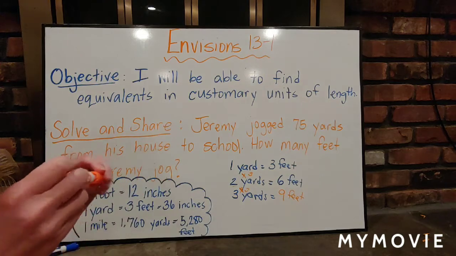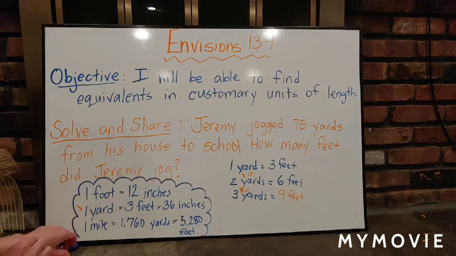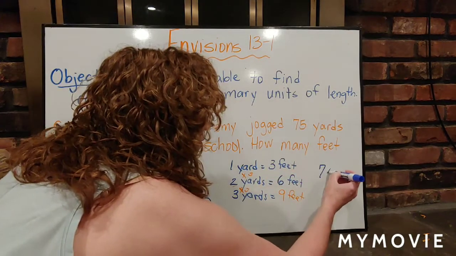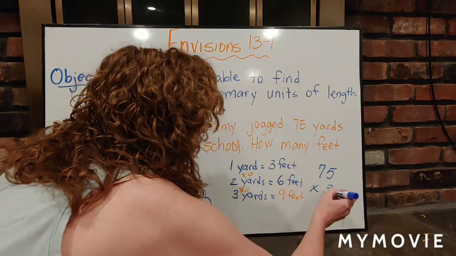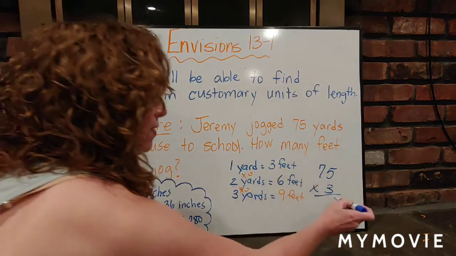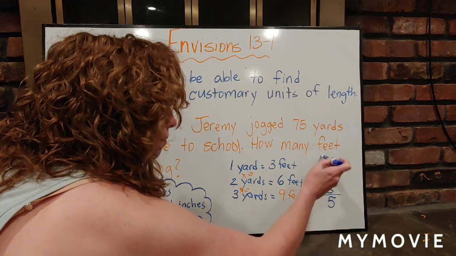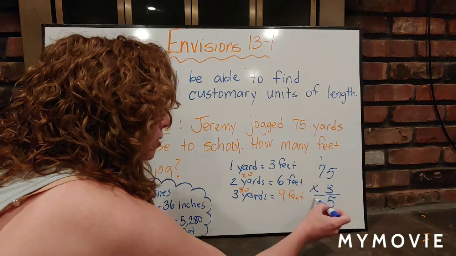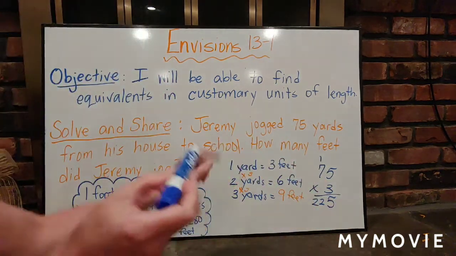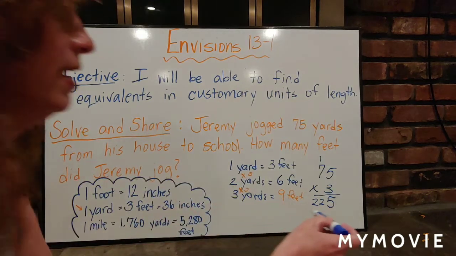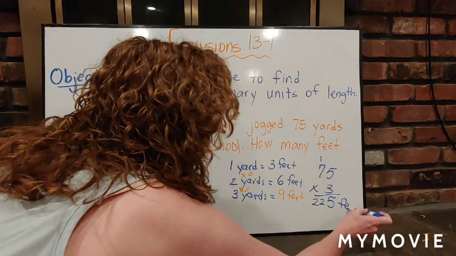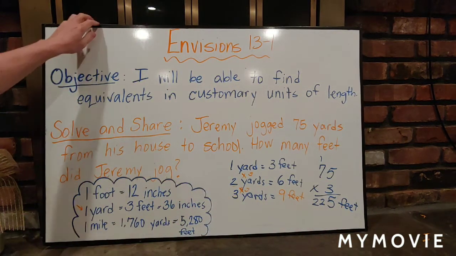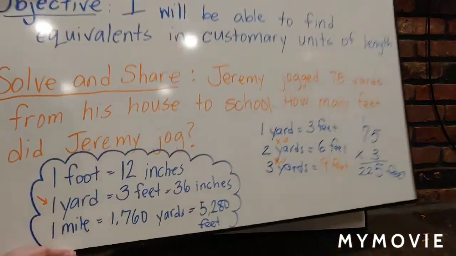All right, so following this formula, we're going to figure out how many feet 75 yards are. So it'd be 75 times 3. 3 times 5 is 15. And 3 times 7 is 21 plus 1, 22. So if Jeremy jogged 75 yards, how many feet is that? That is 225 feet. Alrighty, I have some practice problems on our next board.